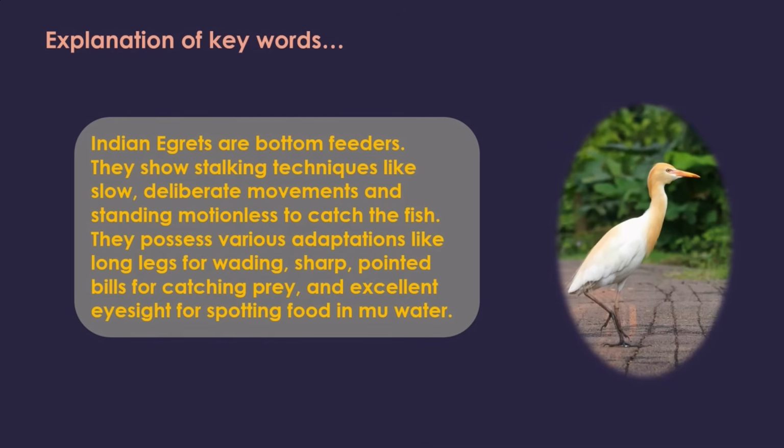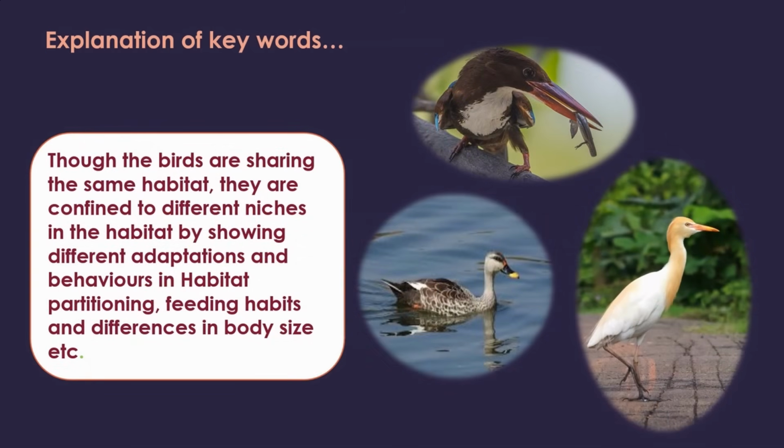So they are helpful for hunting purposes. And about Indian egrets, these are the bottom feeders. They show some techniques for hunting, like stalking. That means slow, deliberate movements or standing motionless within the water until they catch the fish. They possess adaptations like long legs for wading and walking in the muddy water, sharp, pointed bills for catching their prey, and excellent eyesight for spotting food in the muddy water.